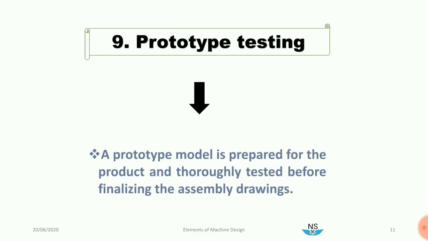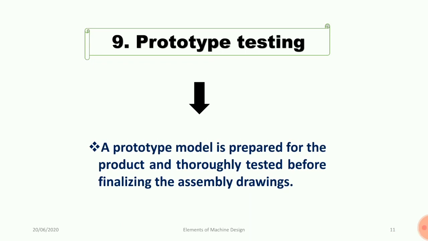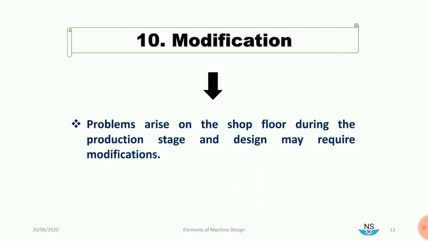And the next step is prototype testing. A prototype model is prepared for the product and thoroughly tested before finalizing the assembly drawing. One model is prepared for our product and thoroughly tested before finalizing the assembly drawings. If there is any issue in the prototype testing, then modification is required. Modification in the drawing is required.